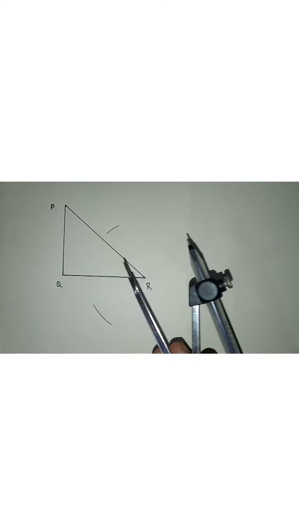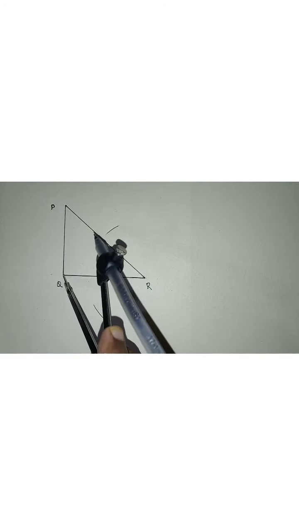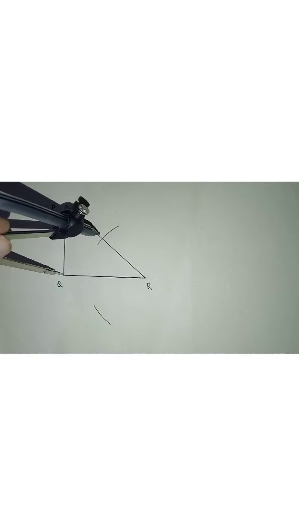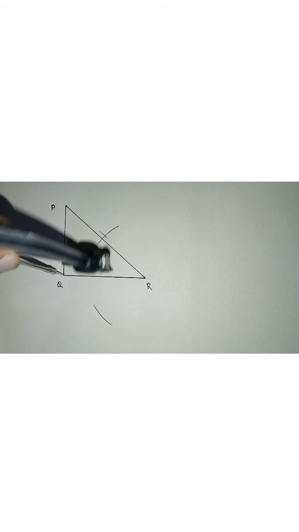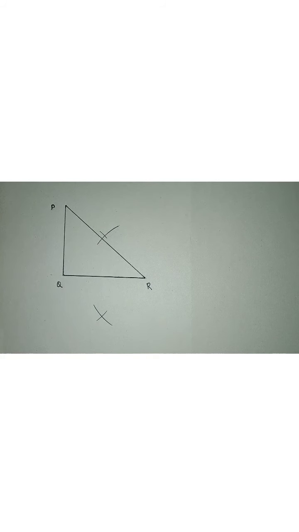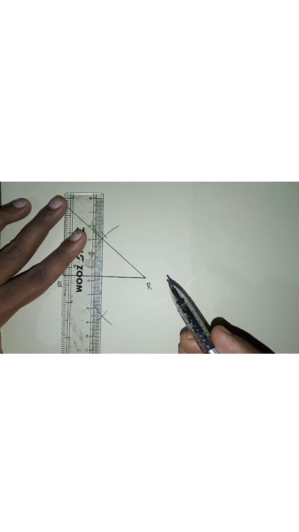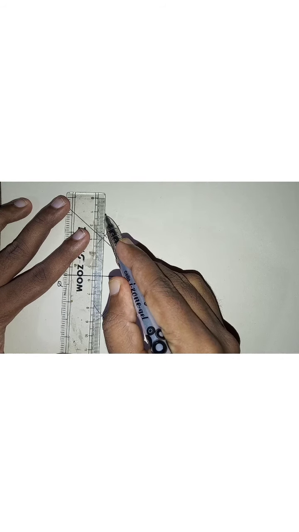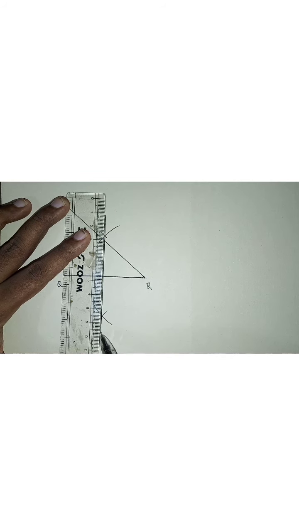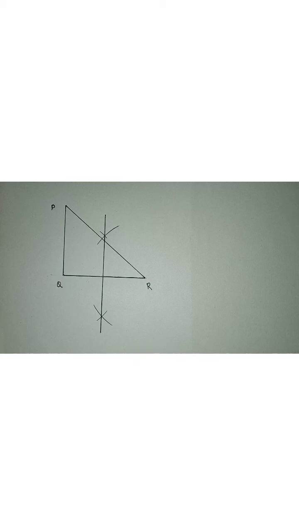Now without changing the distance, I will shift this here and I will draw these two arcs. Now I have got the 2 points. I will connect these 2 points with a scale. Okay, now we have drawn one perpendicular bisector.